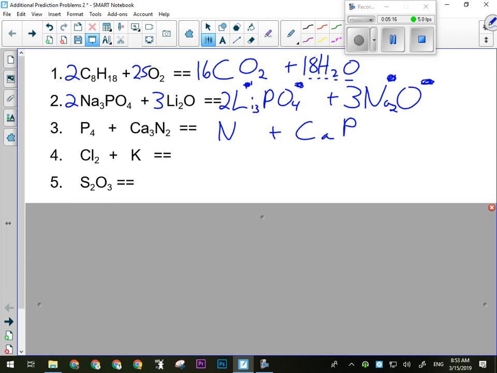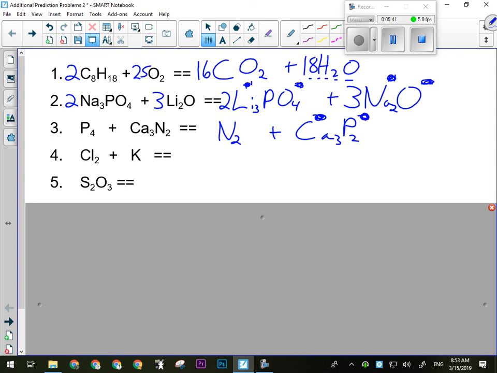All right, with single replacement reactions, I have to check for two things. Special elements, do I have one? Yes, nitrogen is a special element, comes as a 2. And ionic compounds that need to be dropped and swapped, which I also have. Calcium is a 2+, phosphorus is a 3-, so Ca3P2.